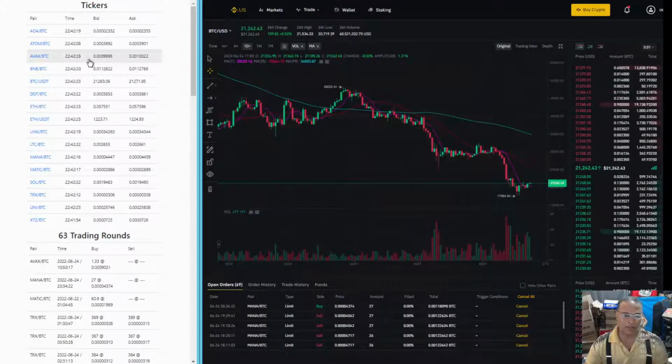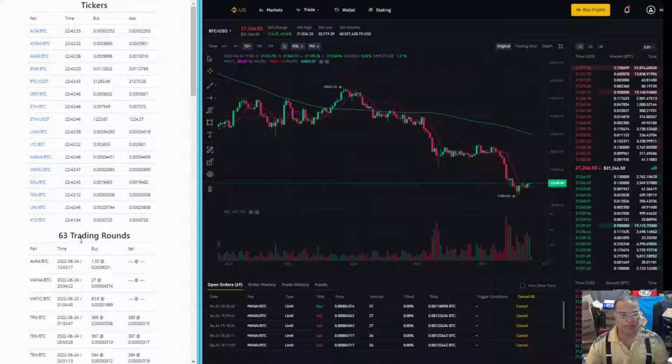Okay, check this out. Over here on the left is my new CryptoBot. These are the tickers, which are basically all of the crypto pairs that the bot is currently trading actively, and below that is the trading rounds.